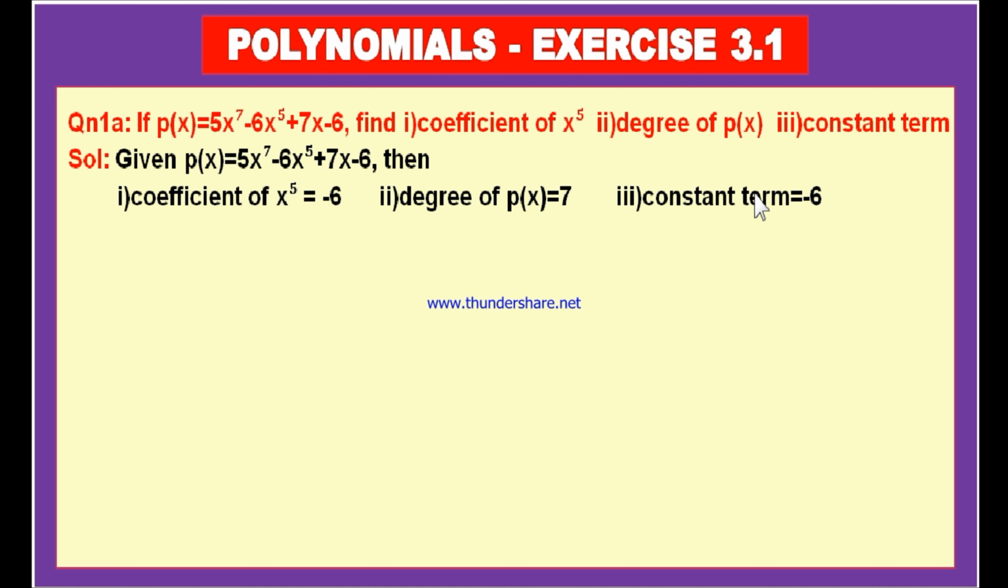And next, the constant term. What is the constant term in the given polynomial? Constant term means a term without a variable. Here you can find a variable, here also a variable, here also you can find a variable. But in minus 6, there is no variable. The minus 6 is called the constant term of the polynomial.